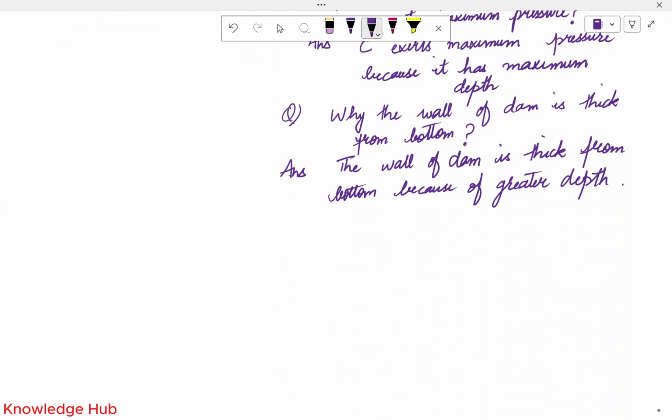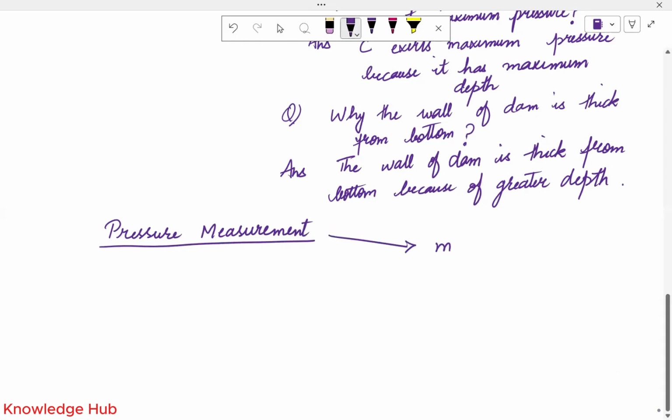Now, there are different instruments which are used to measure pressure. The one is the manometer, which is used to find the difference in pressure between two gases or liquids. The other thing that we are going to discuss is the barometer, that is used to measure the atmospheric pressure.